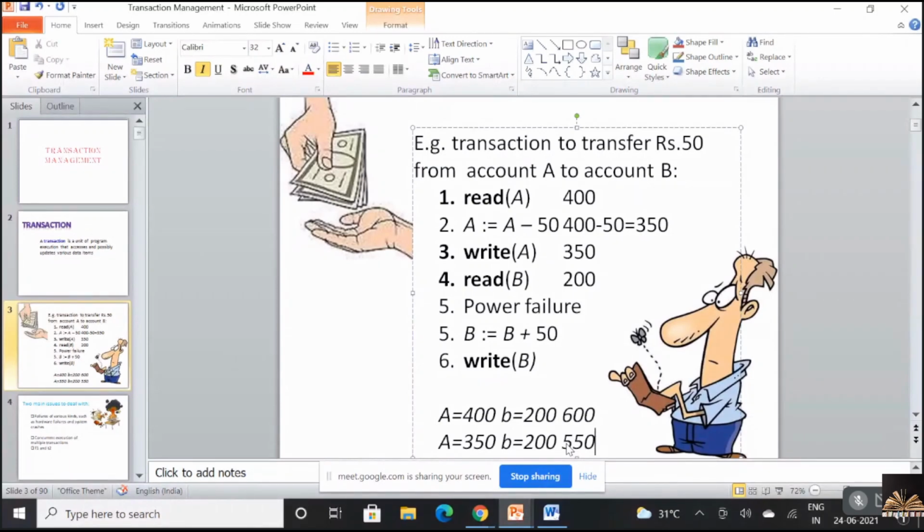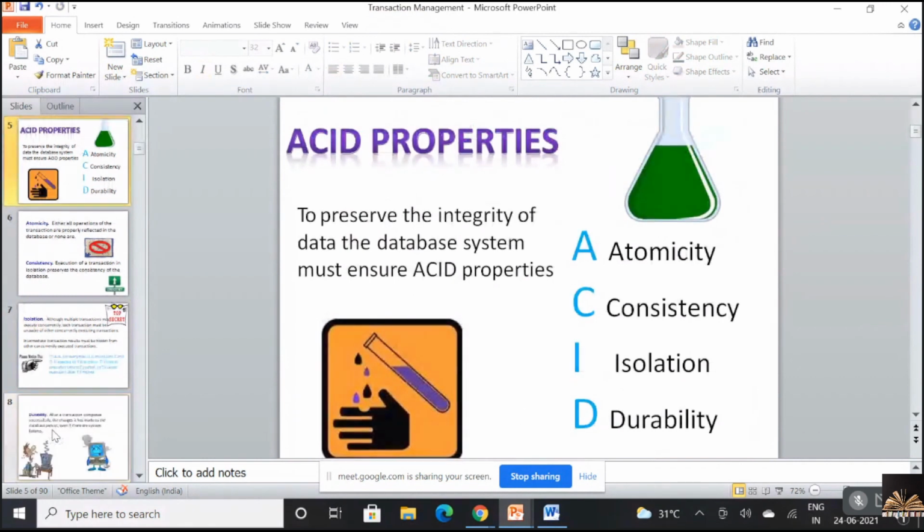Here I'm only talking about 50 rupees. There might be transactions with lakhs of rupees. So if these kinds of failures occur, I'll be losing lots of amount. So we have to find a way such that the power failure or the system failure does not lead to the loss of consistency in the database. So these are the two major problems we are going to work with in our transactions.